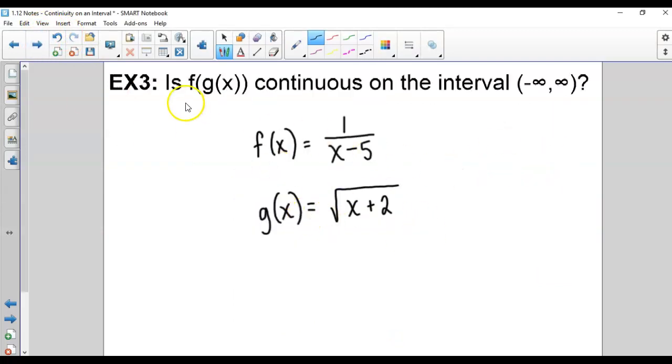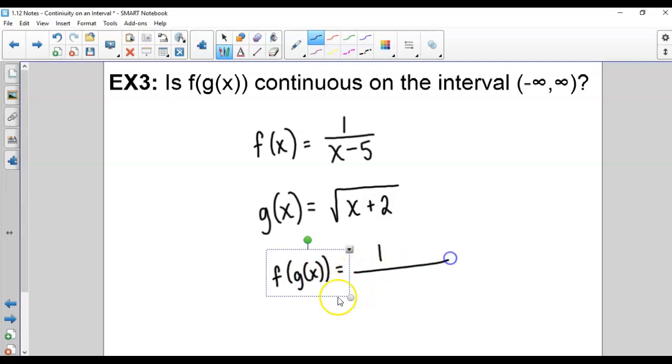Okay. Alright, so here we have, is f of g of x continuous on the interval from negative infinity to infinity? So we're talking about all real numbers here. So in order to look at f of g of x, we first need to just find what f of g of x is. So f of g of x is going to equal, we're going to take g of x and replace the x right here. So we'll have the square root of x plus 2 minus 5.